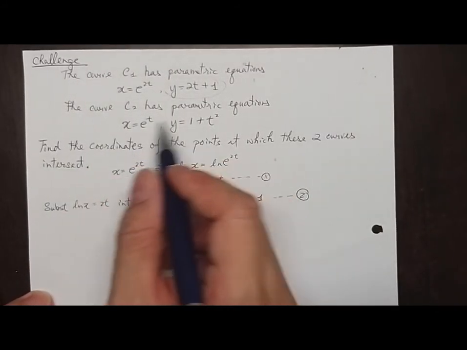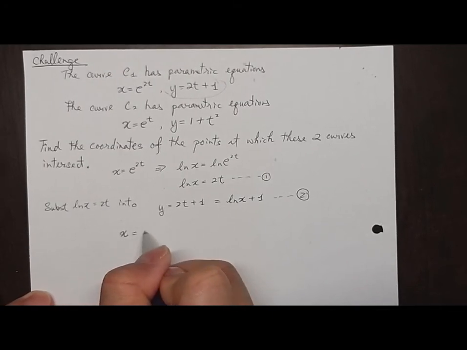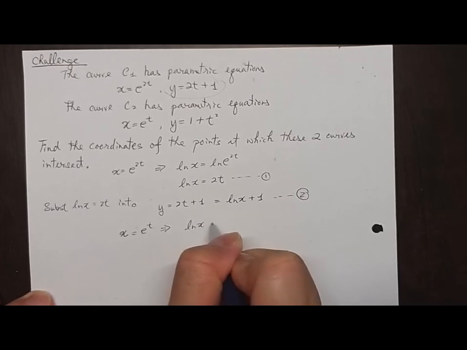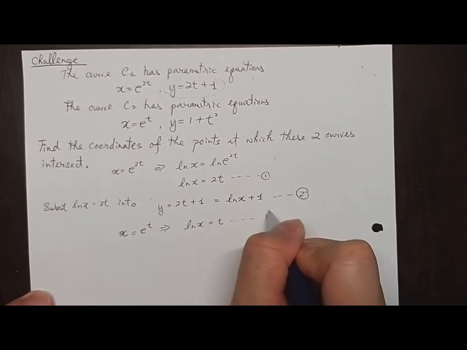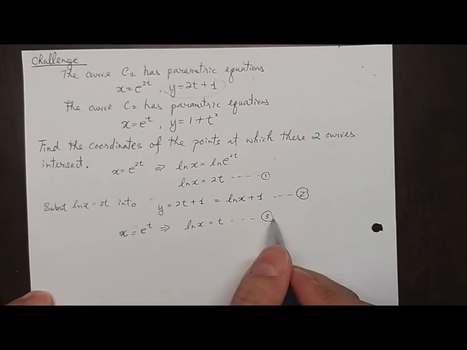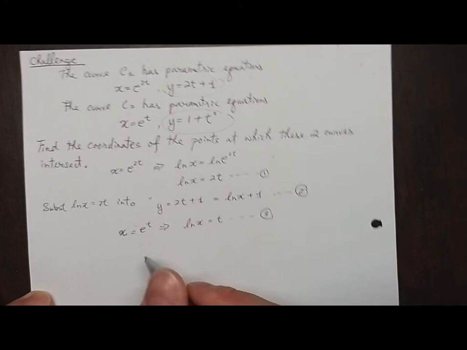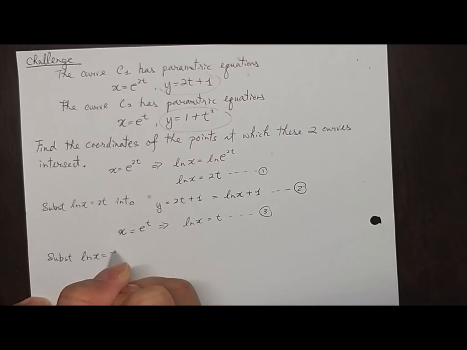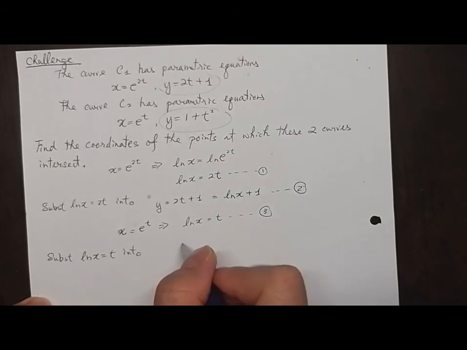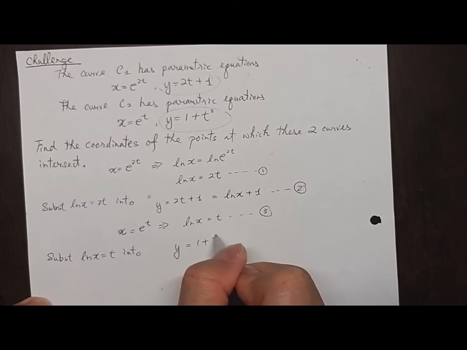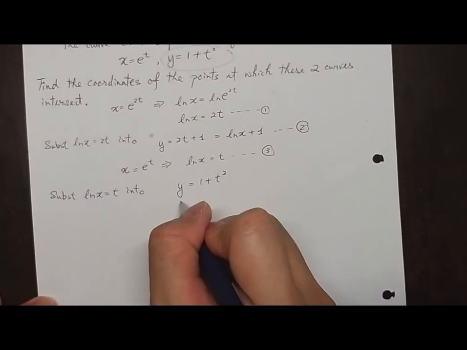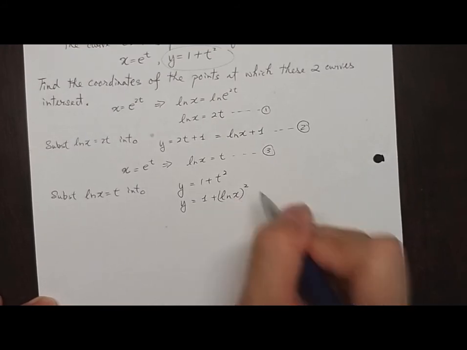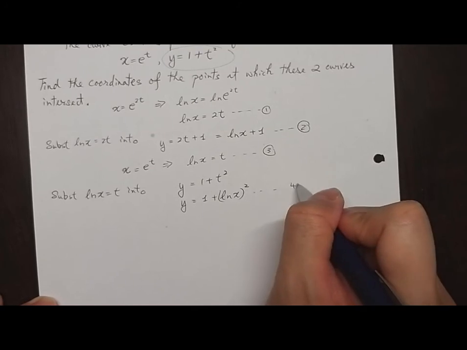And for this curve here, x = e^t. So we have log x is equal to t, the third equation. And we substitute log x = t into this equation here. Substitute log x = t into y = 1 + t². So y is equal to 1 + (log x)². We got the fourth equation here.